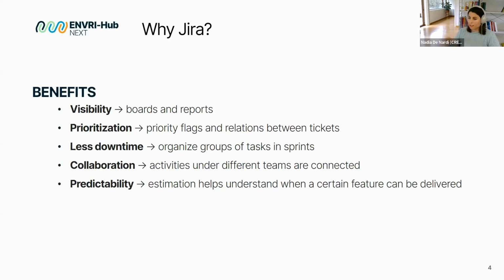Collaboration, of course. For example, in order to reach a requirement and finalize a functionality, we have many tasks and activities in charge of different team members, okay? So we must collaborate with each other. And then, of course, predictability, as we plan tickets in sprints and have the release, we know when a feature can be delivered.